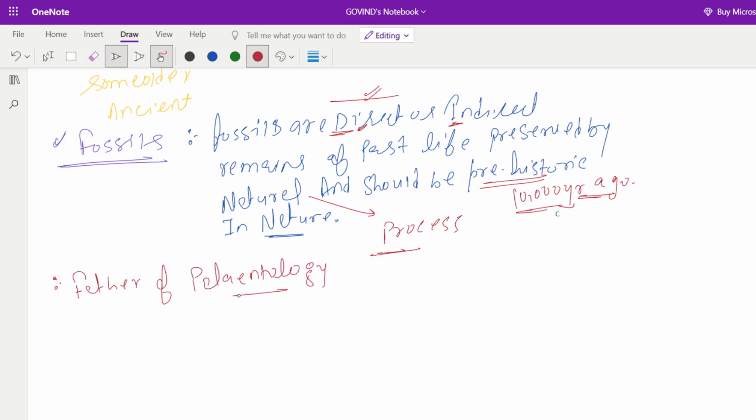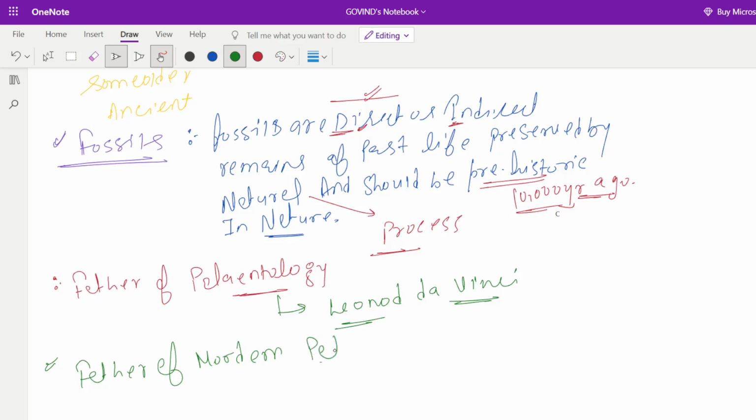So there are two fathers of paleontology. If I talk about the one name, I'm sure you have heard about it. It is Leonardo da Vinci. The complete name was Leonardo da Vinci, or da Vinci, or Vinci. That's the complete name. But the father of modern paleontology is someone else, and I'm sure you have heard his name as well. Father of modern paleontology. It is George Cuvier. It is basically G. Cuvier. So George Cuvier is the father of modern paleontology.